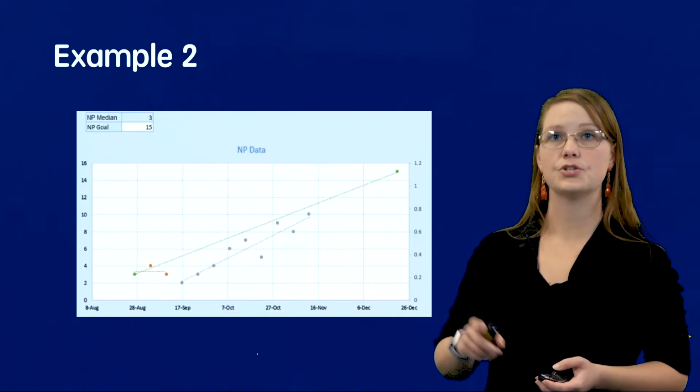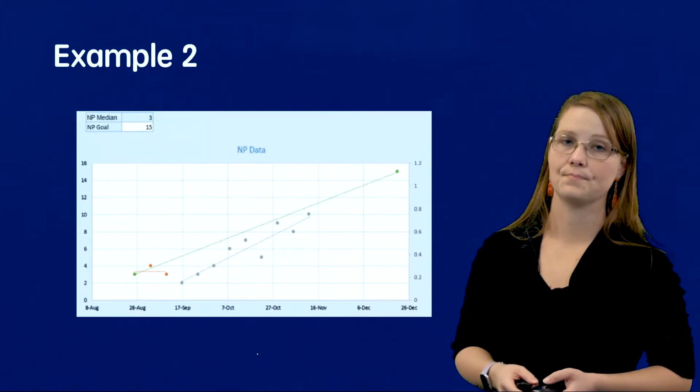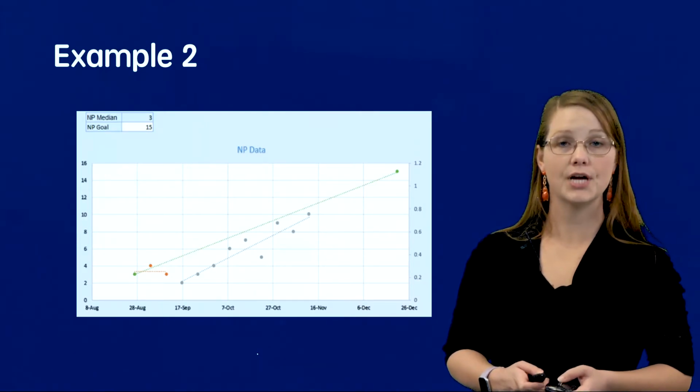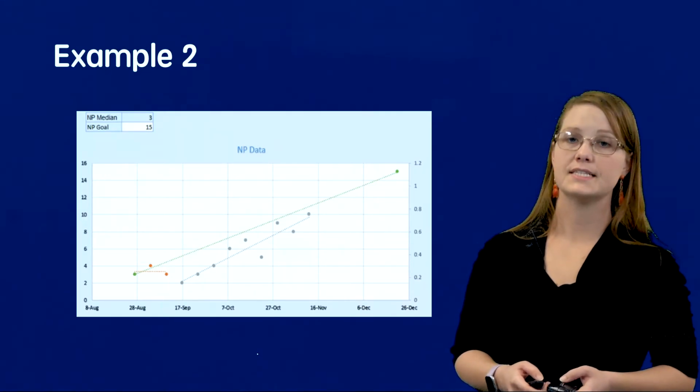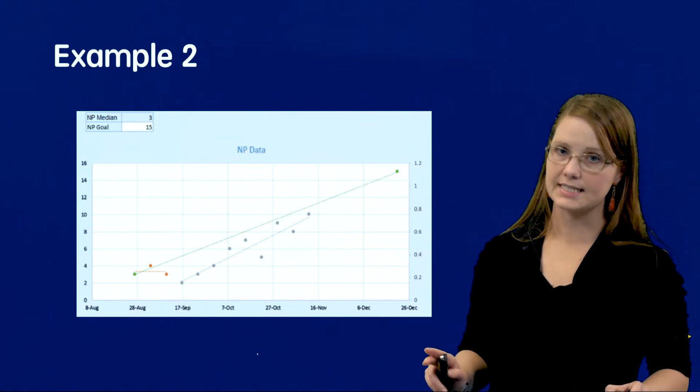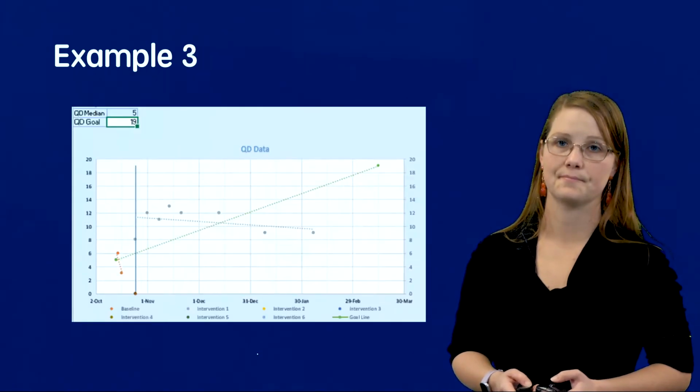In this example, the trend line is even with the goal line. This indicates that the student is on track to meet their goal. Following the decision rules, you would continue as is and observe the trend line weekly.